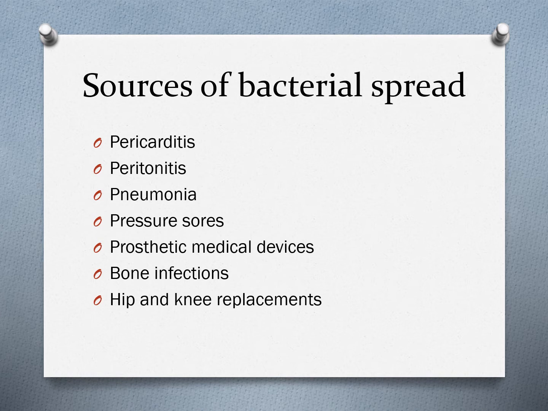Bone infections and prosthetic medical devices. With prosthetic medical devices, you could have infected catheters, infected shunts, or pacemakers. Those can all lead to bacterial spread. 50% of all septicemias originate from the bone. The capillaries in the bone are actually seeded with bacteria, and that's how a person becomes septicemic. Hip and knee replacements can also be the source of bacterial spread as well.